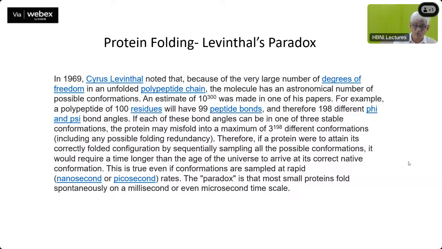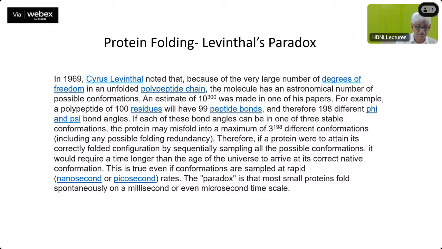Levinthal noted that because of the very large number of degrees of freedom in an unfolded polypeptide chain, the molecule has an astronomical number of possible conformations. Why? Because for every amino acid residue there are 2 torsion angles, which are the degrees of freedom. So if I have 100 amino acid residues, then there will be 2 to the power 100 degrees of freedom, and therefore he made an estimate. An estimate of 10 to the power 300 was made in one of his papers.